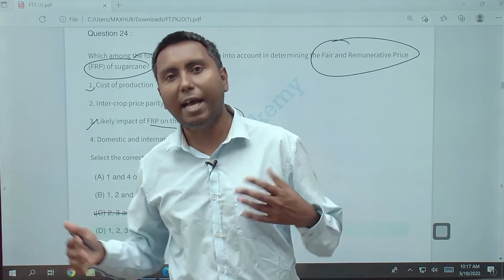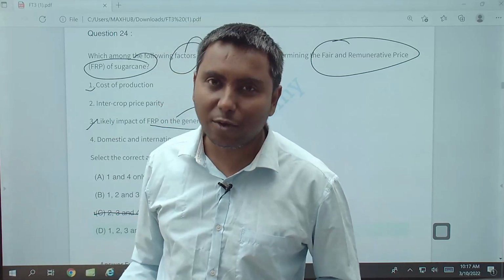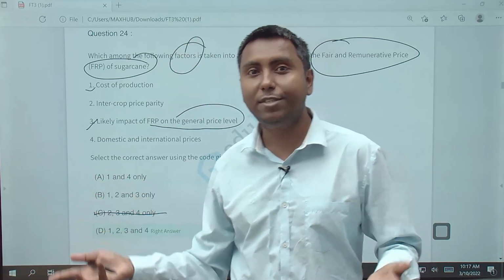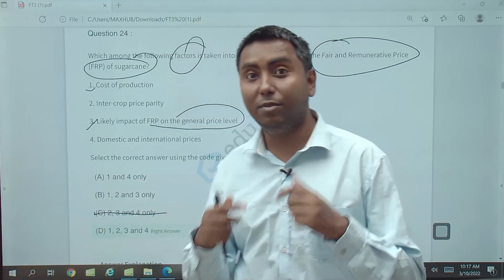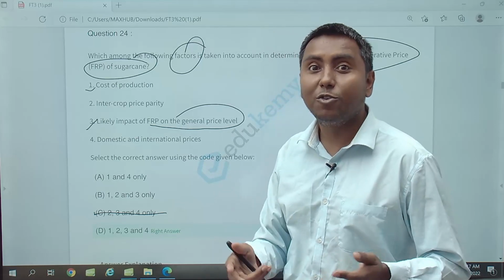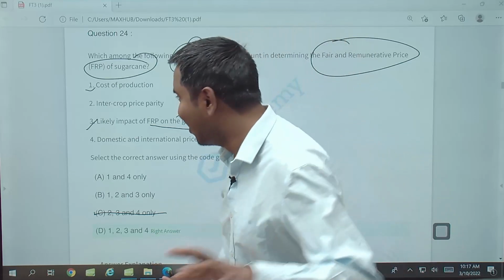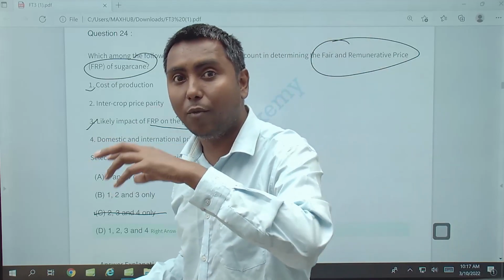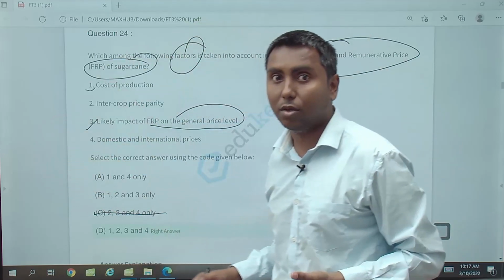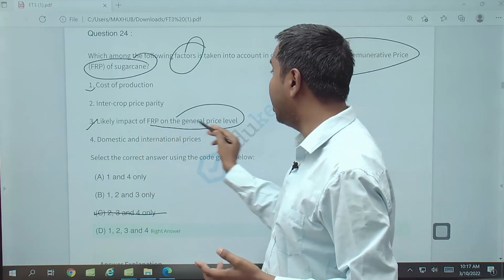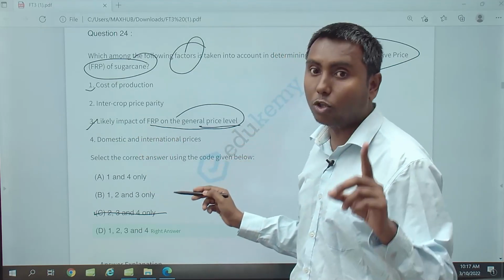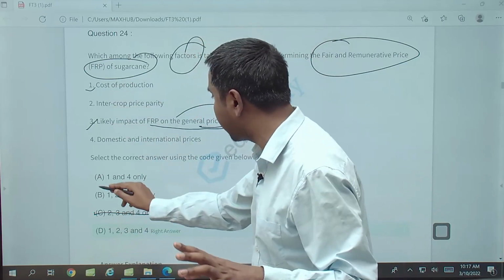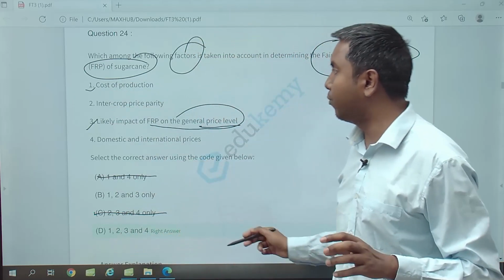Now in the election season, suppose a party wins the election, then its supporters will have to buy sweets, and if FRP is high, then the cost of sweets will be high. So you know that the influence of FRP will also be on other goods in the market. So of course, the likely impact of FRP on the general price level will also be taken into consideration. So 1 and 3 are of course correct. This means you will remove this one.